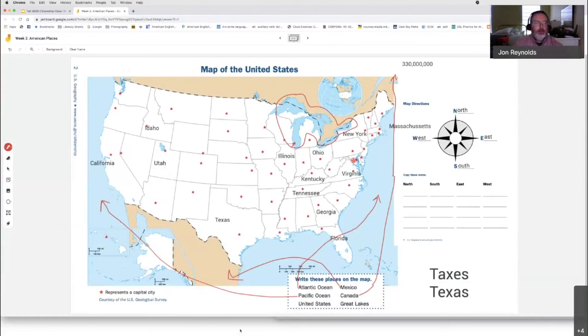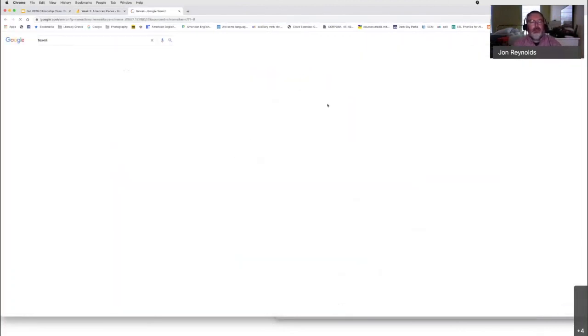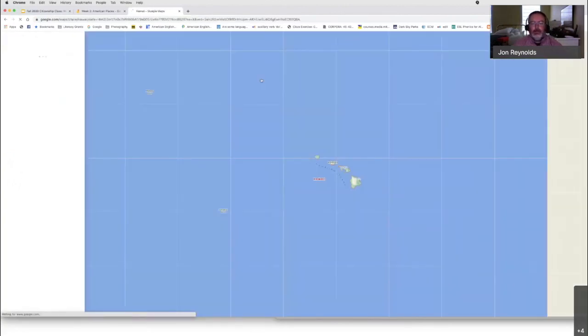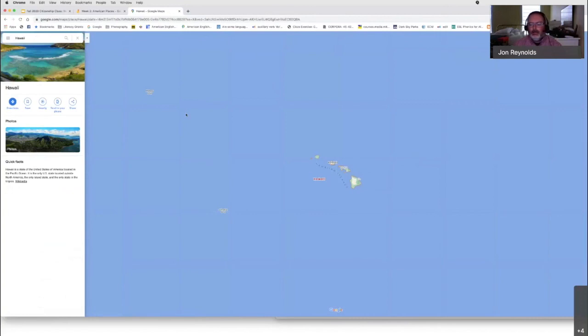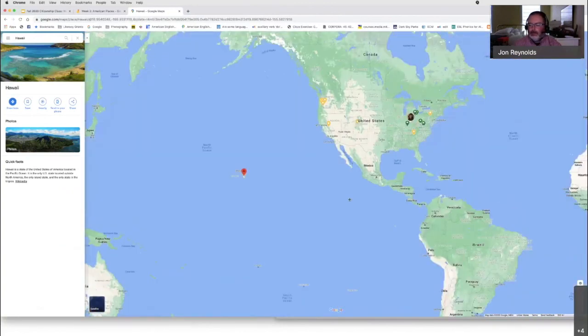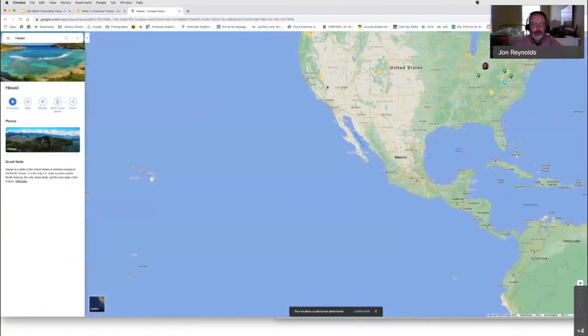I'll put it up here on the screen for just a moment, and I'll show you how far away Hawaii is. It really is far away. So if I put it on Google Maps for just a moment, okay, so there's Hawaii. Everybody see that in the middle? Okay, now I'm going to zoom out. Watch what happens. Take a look. Do you see now? Look how far it is to the state of Hawaii.